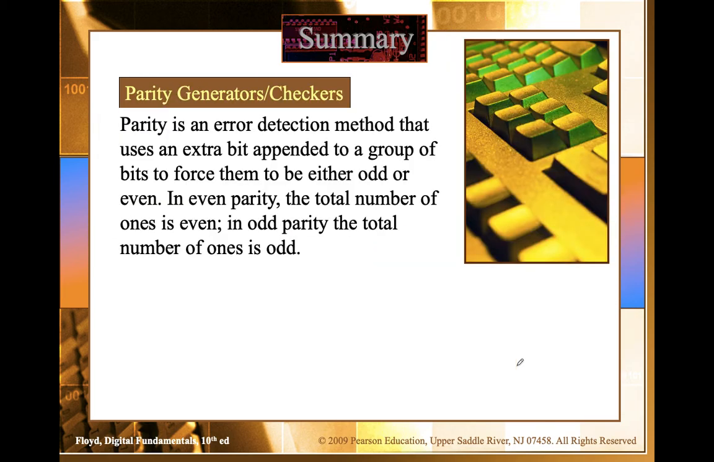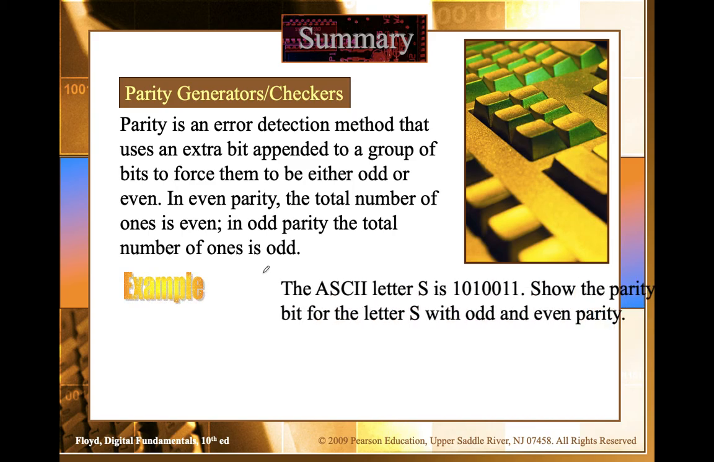Now the last topic is parity generators and parity checkers. We talked about parity in, I think, the second or third chapter, the even parity and odd parity, and you know that we use it for data error detection, basically, not correction. We try to detect the error during transmission of data using this parity bit. In even parity, the total number of ones should be even, including the parity bit, and in odd parity, the total number of ones should be odd, including the parity bit.